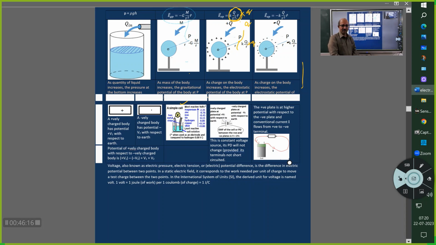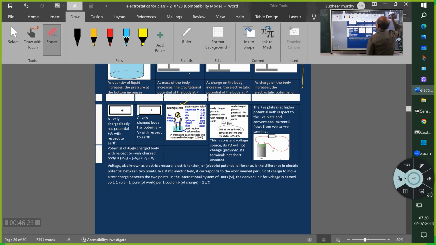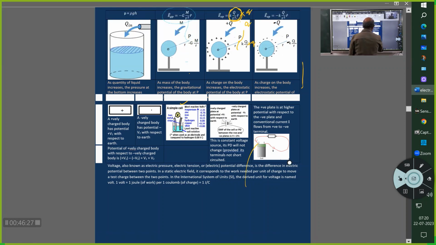So what is the volt? 1.5 volts. The potential difference between these 2 points is 1.5 volts. And if 2 coulombs of charge move from here to here, then how much energy did it expend? 3 joules. 3 joules for 2 coulombs.